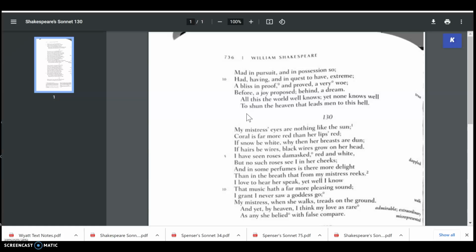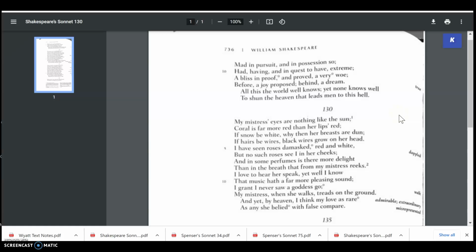So, that standard of beauty, what we have here, it seems to be that Shakespeare is saying that his girl is not like those women. He says, "My mistress's eyes are nothing like the sun. Coral is far more red than her lips' red. If snow be white, why then her breasts are dun. If hair be wires, black wires grow on her head. I have seen roses damask, red and white, but no such roses see I in her cheeks. And in some perfumes is there more delight than in the breath that from my mistress reeks.